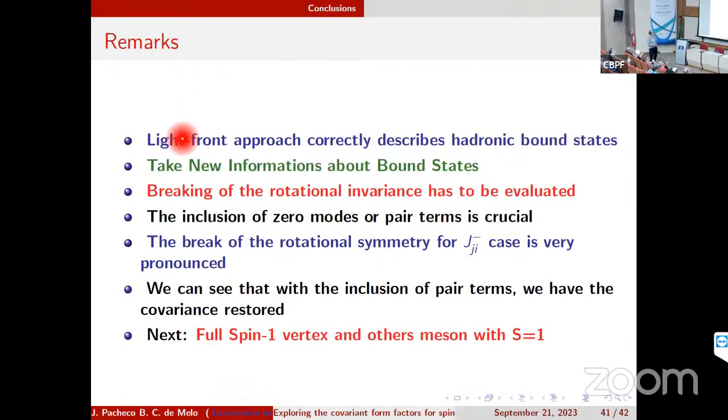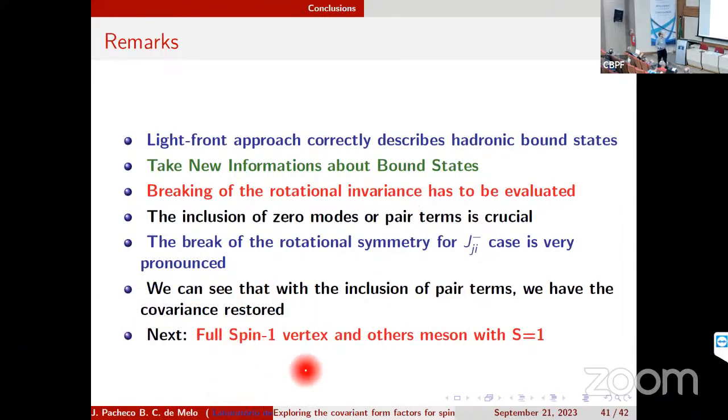Okay, light front can be used correctly to describe hadron bound states. That is good. It gives new information about new bound states, heavy masses and so on. But you need to take care about the breaking of rotational symmetry, which has to be evaluated. The inclusion of zero modes or pair terms is crucial. The break of rotational symmetry for the G minus component of the current is very pronounced. You can see that with the inclusion of the pair term, you have the covariance restored.